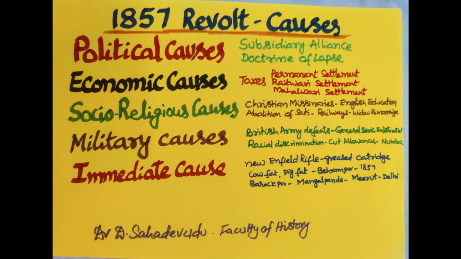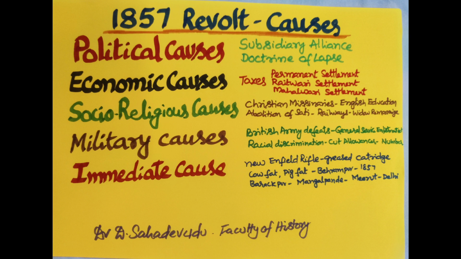The zamindars were deprived of their estates. The rural economy was broken, and peasants were thrown into chronic debt. The British introduced the sale law. According to this, if a zamindar failed to pay his dues, his estate was confiscated. All these new land revenue settlements caused the outbreak of the 1857 revolt.